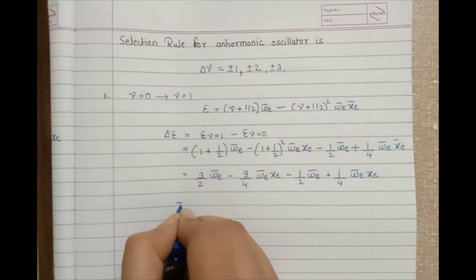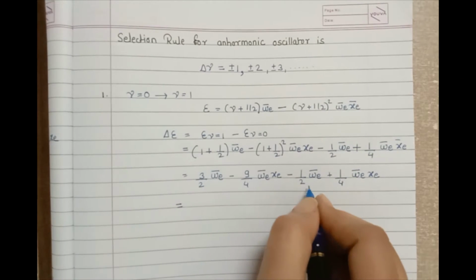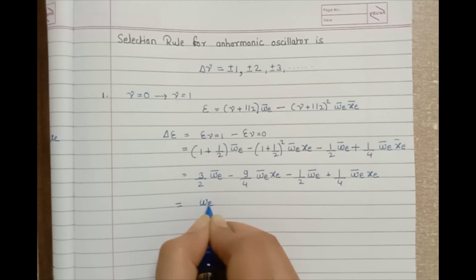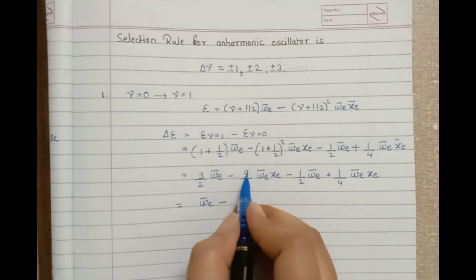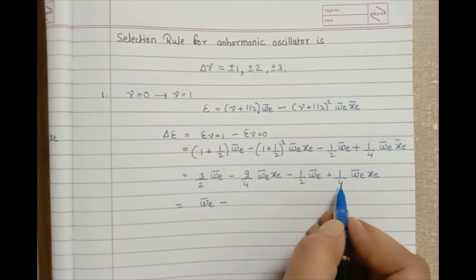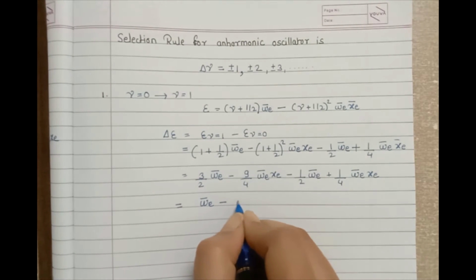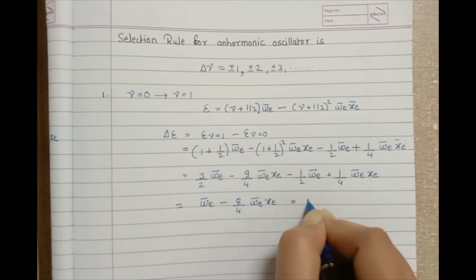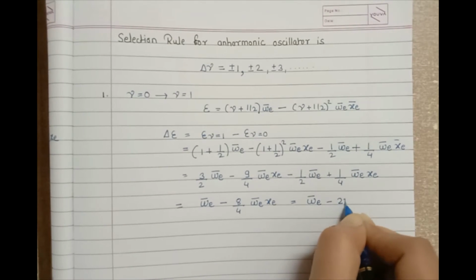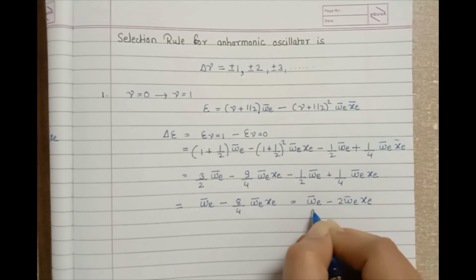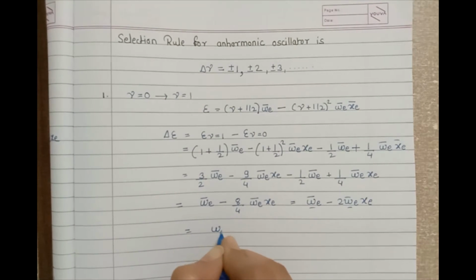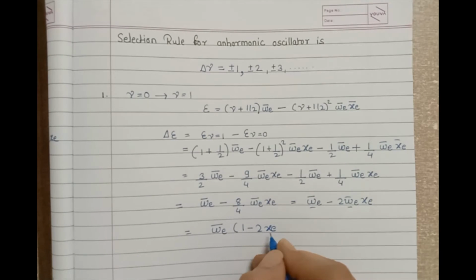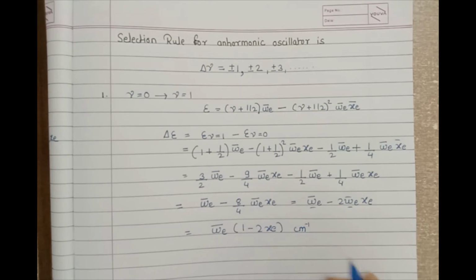Is it okay? So now we know that 3/2 minus 1/2 is 2/2, that is ω̄e, minus this 9/4 plus 1/4, that will be minus 8/4 ω̄e xe. So ω̄e minus 2 ω̄e xe. Taking ω̄e common, ω̄e into bracket (1 minus 2 xe). This is in centimeter inverse.